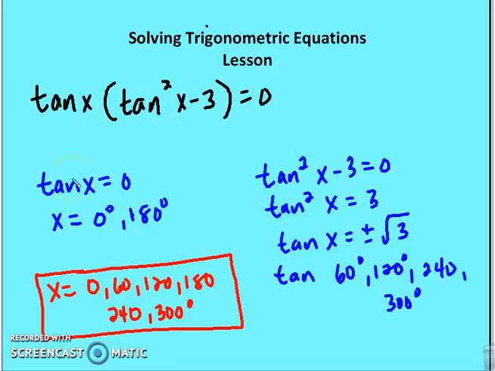I'm going to use the zero product property to solve. Tangent x is equal to 0, or tangent squared x minus 3 is equal to 0. I end up with x is equal to 0, 180 on the left. Tangent squared x is equal to 3. Take the square root of both sides. I have to add plus or minus to the right side. I end up with tangent x is equal to plus or minus root 3, at 60, 120, 240, and 300. So my answers in total are 0, 60, 120, 180, 240, 300, and 360. All right, excellent. Let's move on.